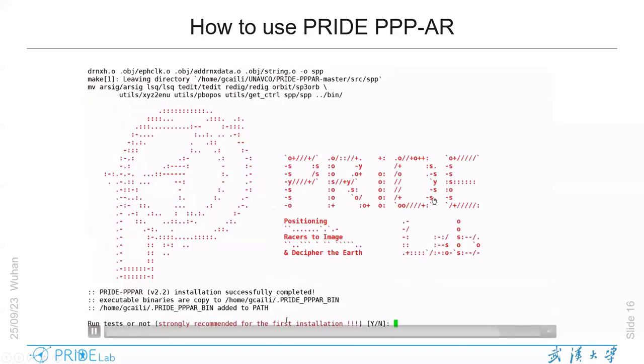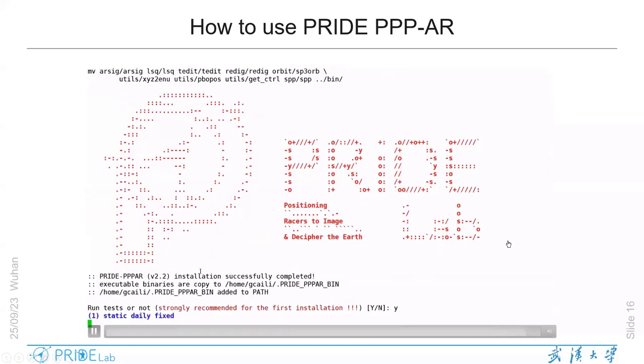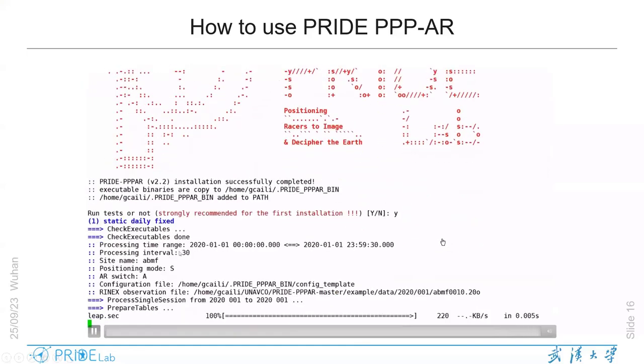After which the PRIDE PPP-AR logo will be displayed. And then there is an option that asks if you want to test the example data. We strongly recommend this for the first installation, and you can type Y to begin the testing process. Okay, we just stop here.